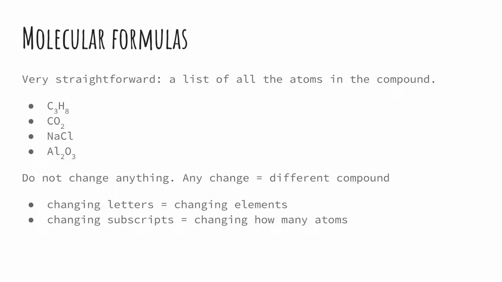Then we have sodium chloride. 1 sodium for every chlorine atom. And then aluminum oxide, aka sapphire, Al2O3. 2 aluminum atoms, 3 oxygen atoms.